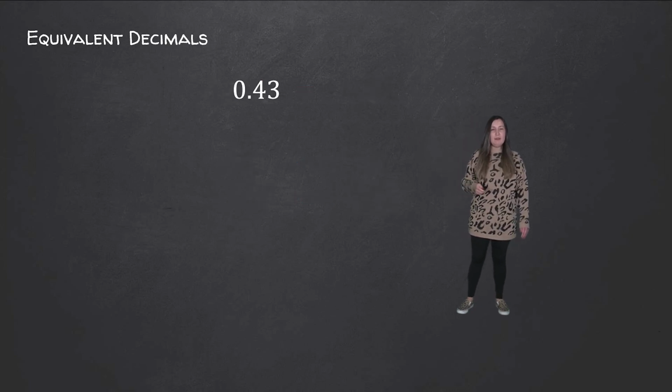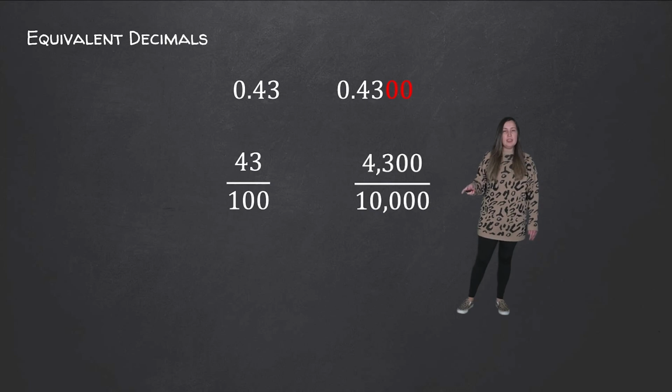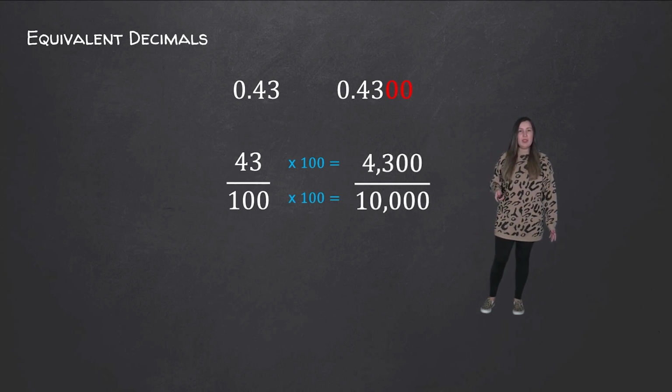Right? Here we have 43 hundredths, which is 43 out of 100. And here we have 4,300, and that's in the 10,000ths place, so it's 4,300 10,000ths. So that means we have 4,300 over 10,000. So in order to get from 43 to 4,300, we have to multiply by 100. Whatever we do to the numerator, we must do to the denominator as well. And 100 times 100 is 10,000, making these two decimals equal to each other.